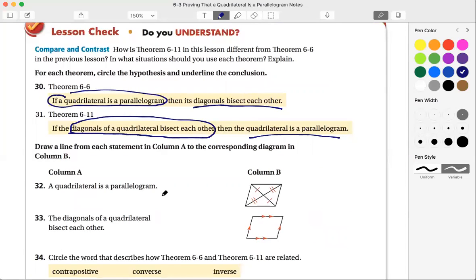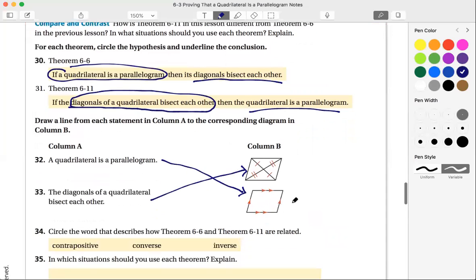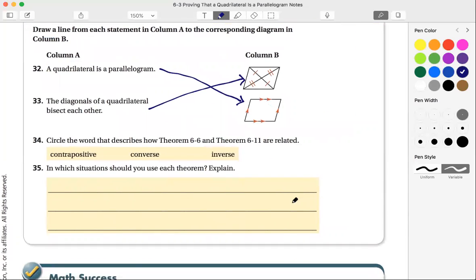So draw a line from each statement in column A to a corresponding diagram in B. So quadrilateral is a parallelogram would be this. Diagonals of a quadrilateral bisect each other would be this. So circle the word that describes 6.6 and 6.11. Well, they are both converses of one another.